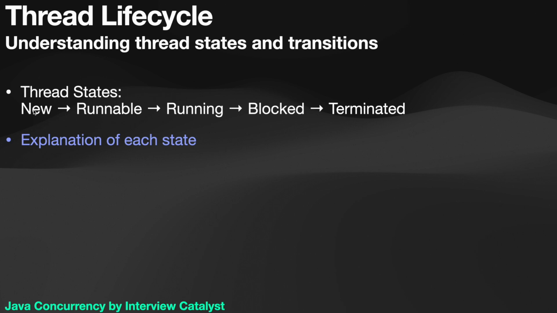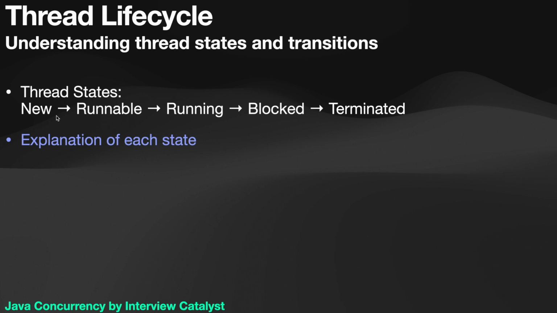Okay, so the first state is new or created. The thread object is created but not started. This happens when we write thread equal to new Thread. At this point we have just created a thread, but we have not requested to start it. Once the thread is created and we call the dot start method on it, we are waiting for the CPU scheduler to allocate resources to this thread. So this is the runnable state.